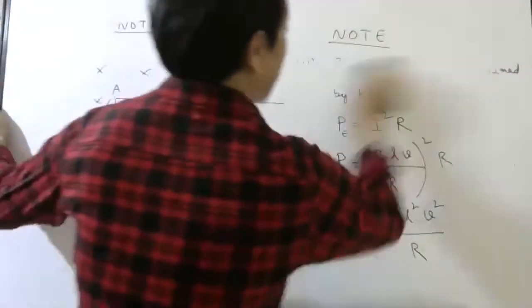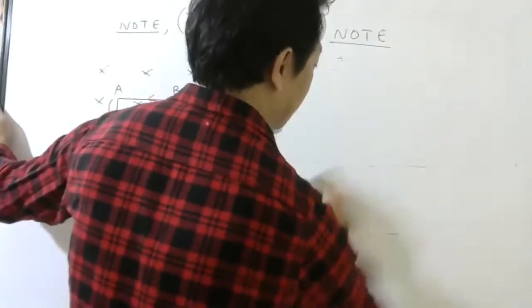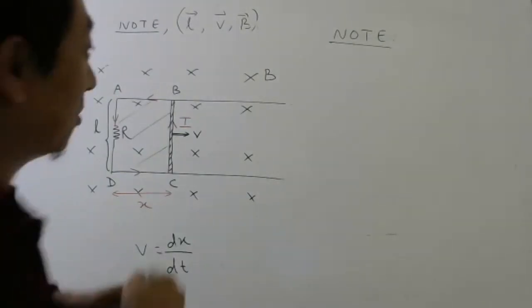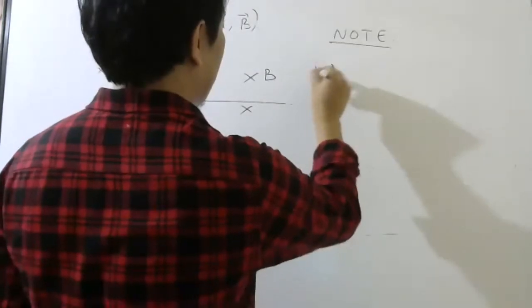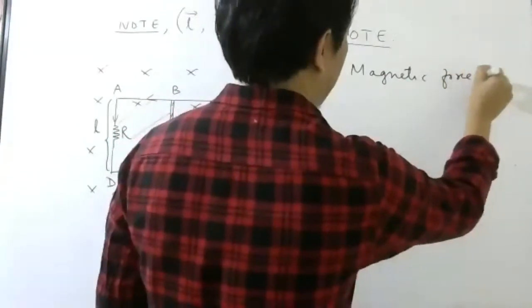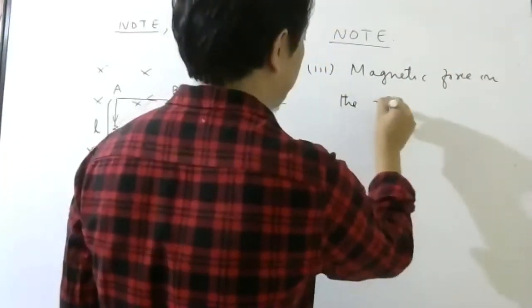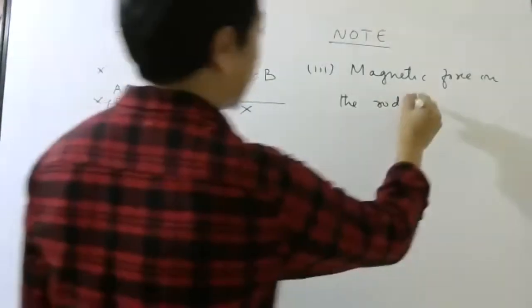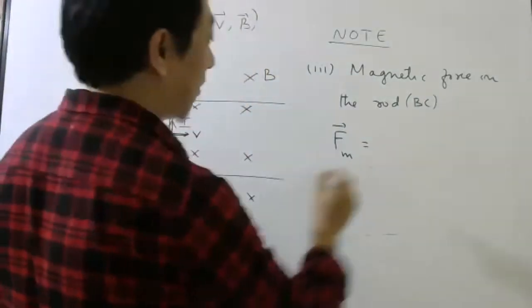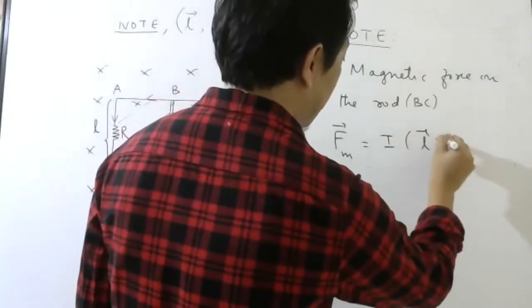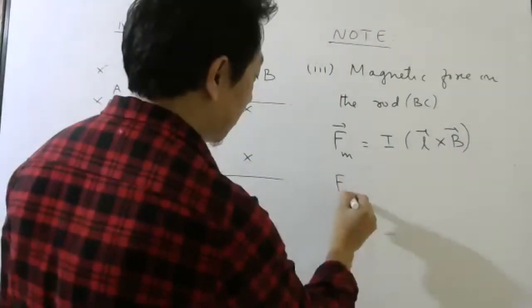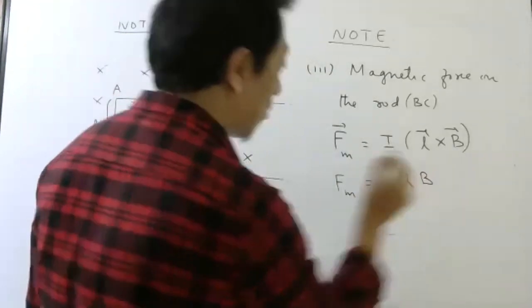So they may also ask you to calculate what is the magnetic force on the rod. Which rod? BC. In vector form, if I write I L bar cross B bar, this is the formula. But let us calculate magnitude. I L B. What is the angle?